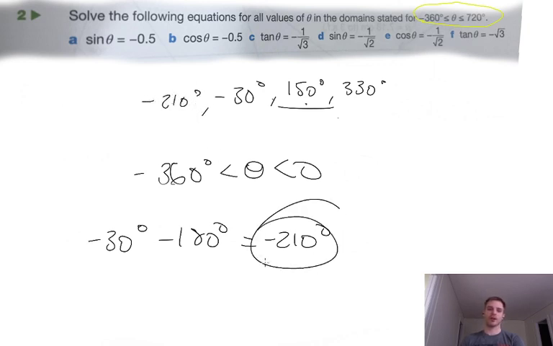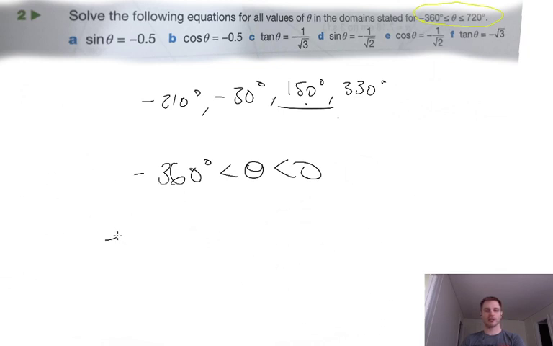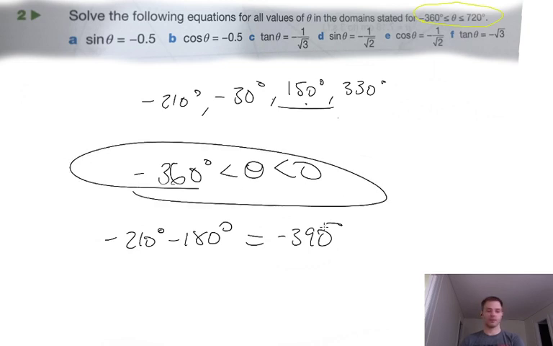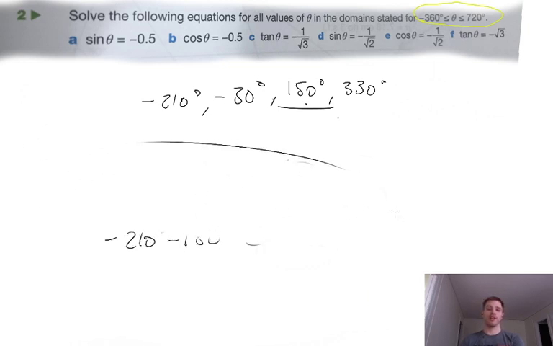Okay, let's try and subtract 180 from 210. This is going to be 390. Is this in this interval? No, this is not in that interval. So that angle will make this true, but it's outside of the domain that they asked for. So that's our smallest angle.